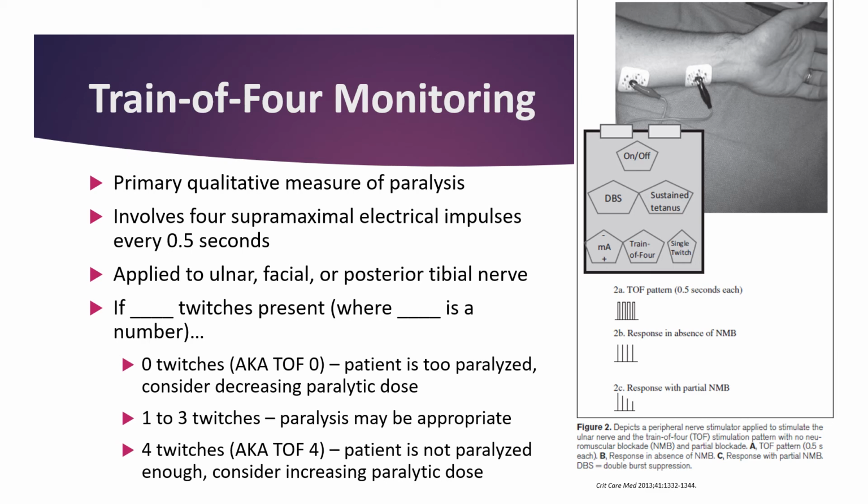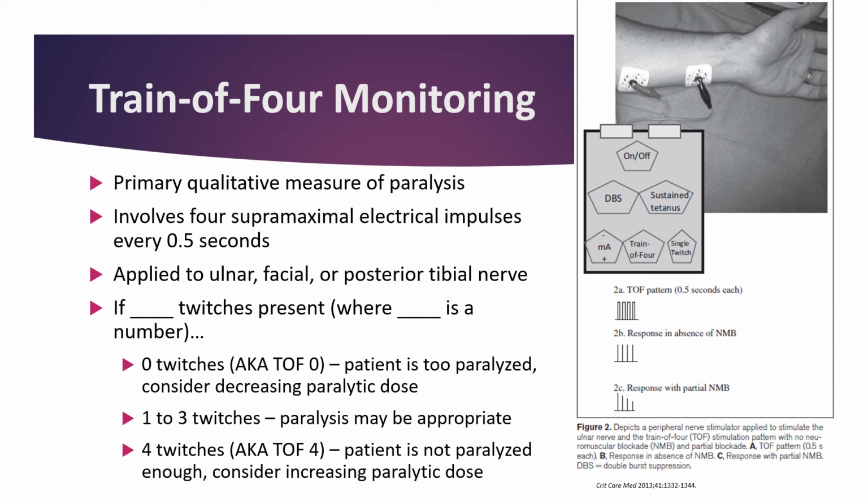Typically, we monitor train of 4 in hospital patients who are getting continuous paralysis. This won't be used typically for intermittent bolus doses of paralysis that we would use for emergency intubation. The second most common reason why someone would be paralyzed is either acute respiratory distress syndrome, or basically severe respiratory distress, or therapeutic hypothermia after a cardiac arrest.